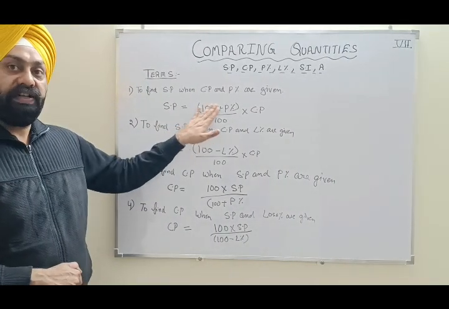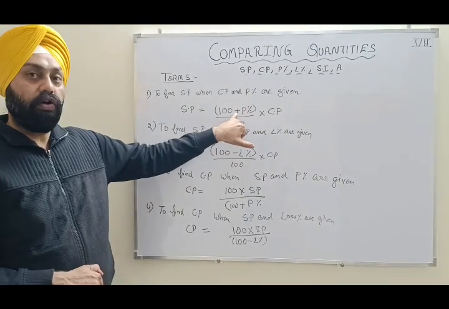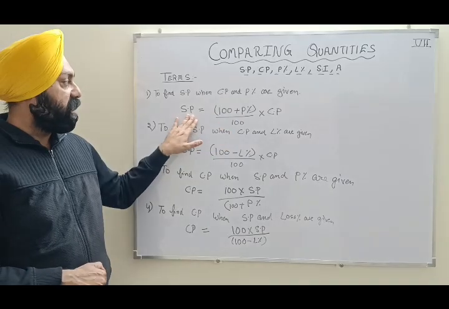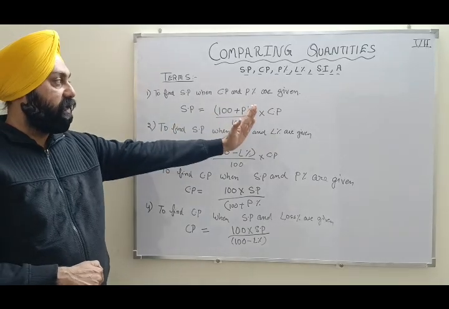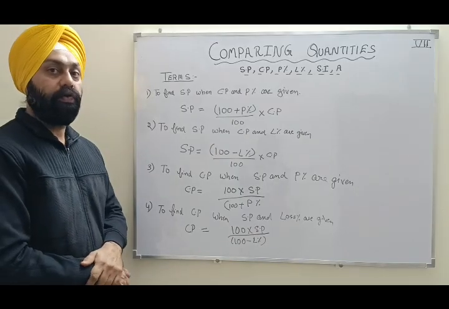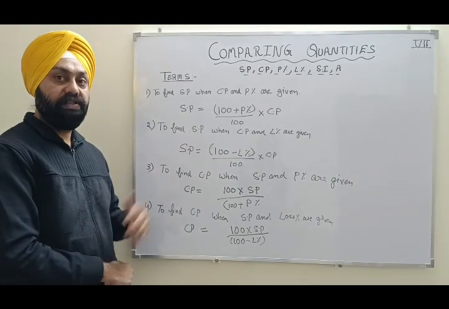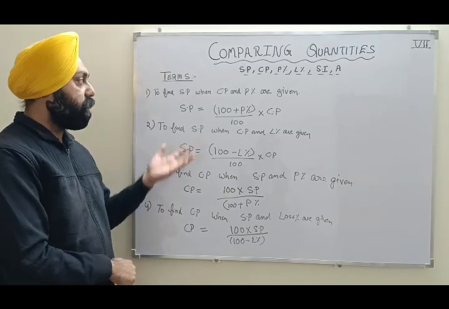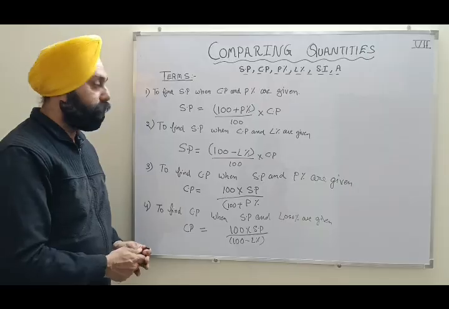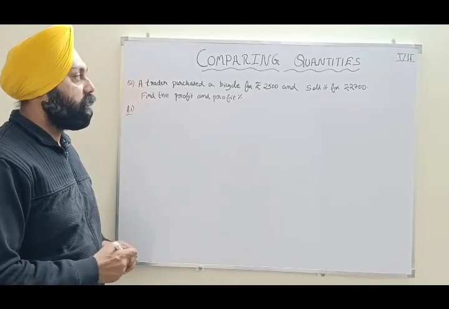It is 100 plus profit percent upon 100 into CP. And instead of plus, if there is a loss percent, just put a minus sign and put loss percent. And if you remember this formula, just to find the CP, take everything over there, and you will get the other 2 formulas. So this formula will help you to solve the questions. So let's do a few questions from R.D. Sharma, which will clear any doubts in your mind also. Let's attempt a few questions based on those formulas.